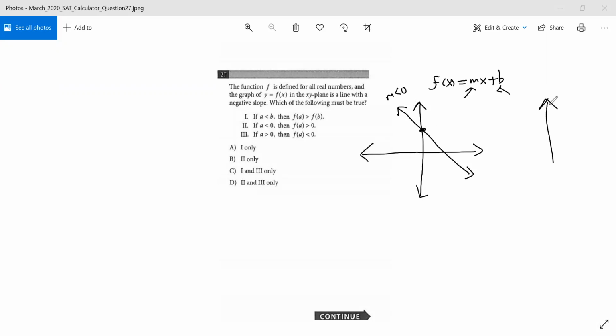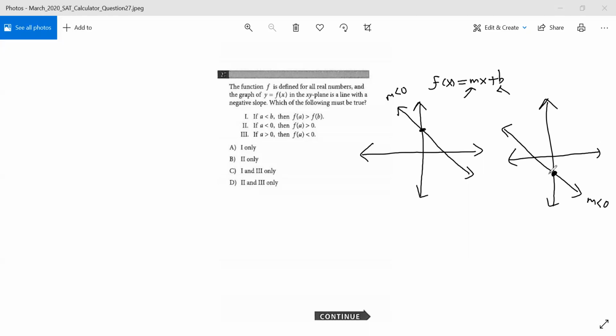And the other possible graph could be this. Again, the slope is negative and the y-intercept is also negative. Okay, now let's analyze the choices here.